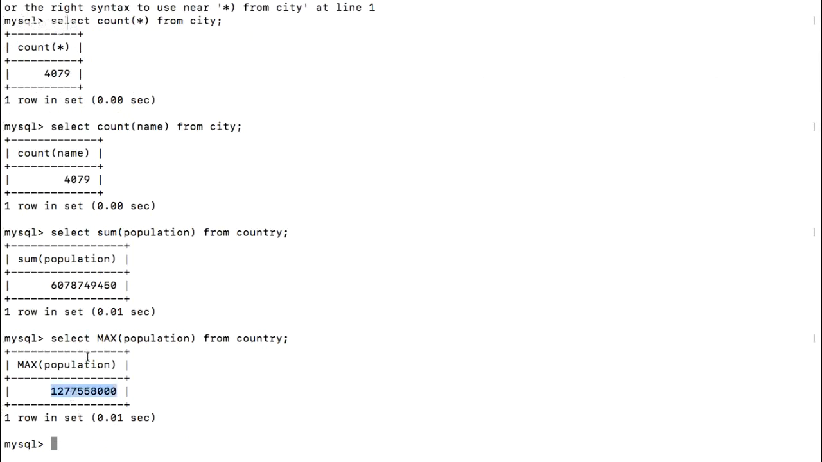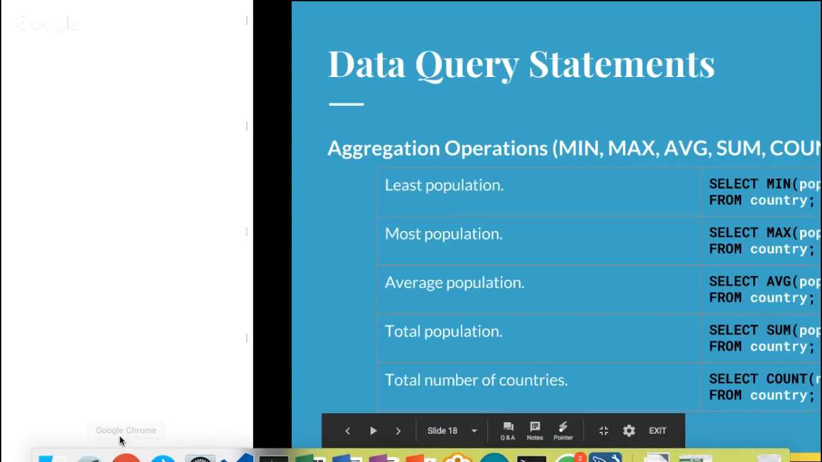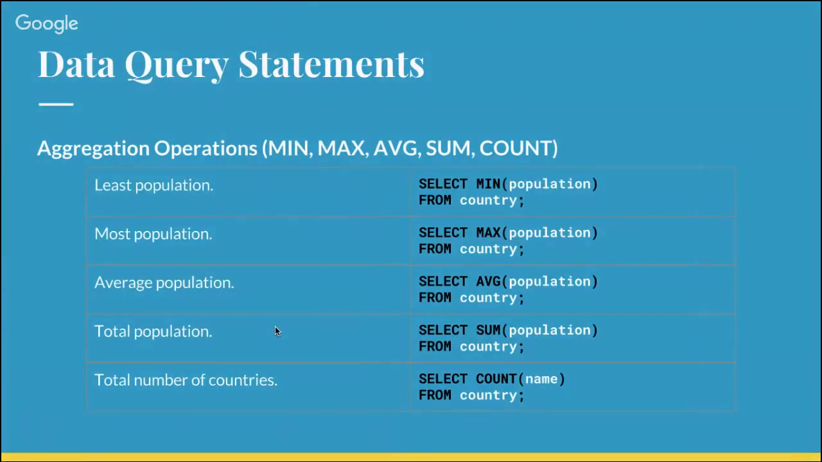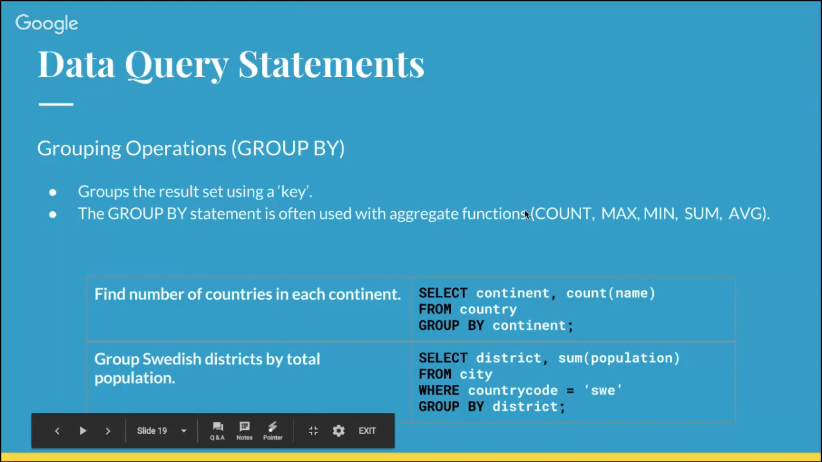This is the country, China, the max population. Similarly, min. Okay, so there's a country with 0 population as well. So like I mentioned before, these aggregation operators are usually used with group by functions, right? So with grouping. Grouping essentially groups the result set using a key that you define. The key can be an ID, or a name, or something like odd numbers or even numbers. Using that, you essentially split up the result set. And it's often used with aggregate functions like count.